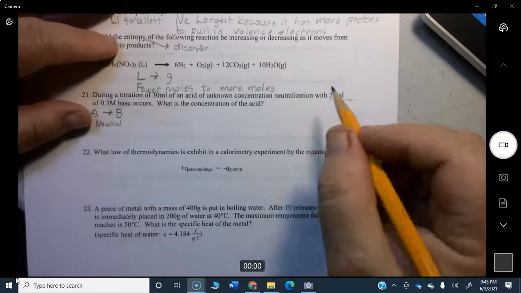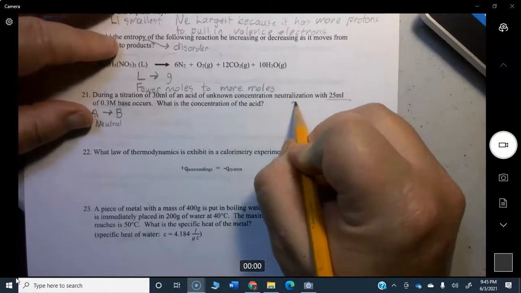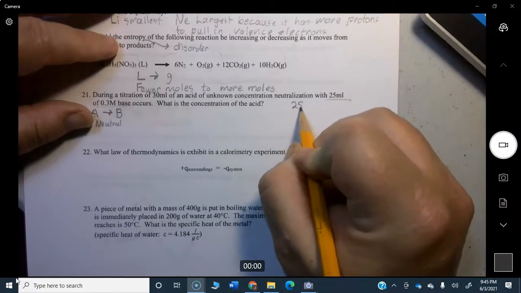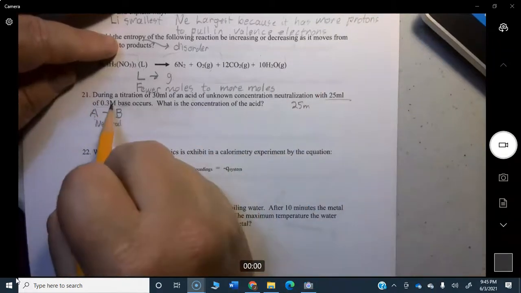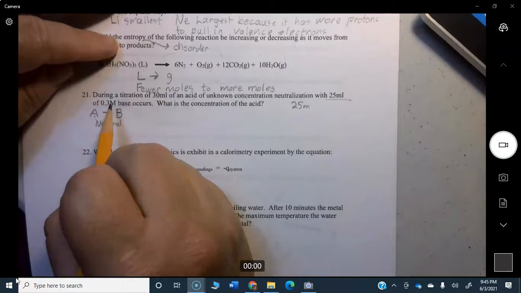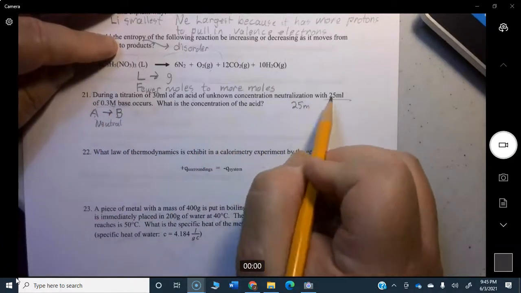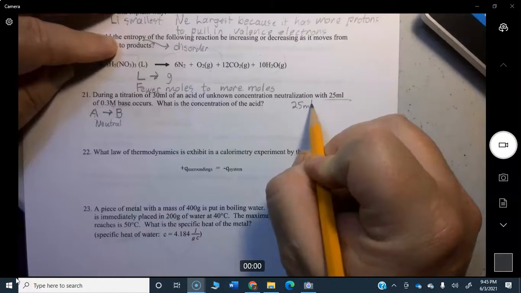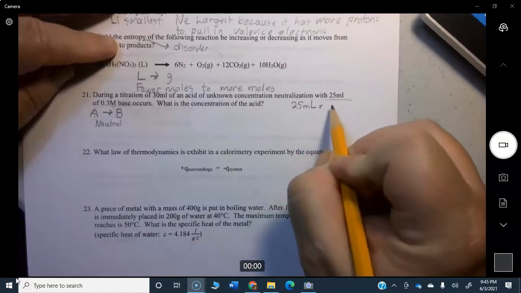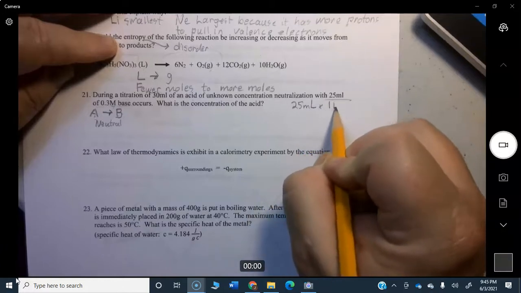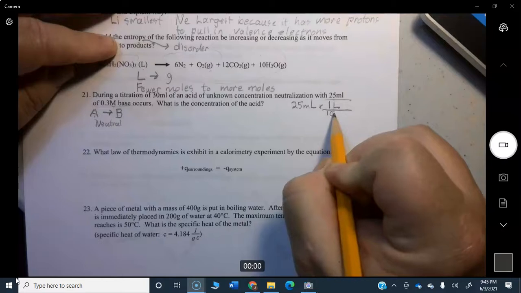The first thing you got to do is turn 25 milliliters into liters. Why? Because molarity is moles per liter. Since this has units of liter, you got to change this to units of liter. So 25 milliliters, and the conversion is there's 1 liter for every 1,000 milliliters.